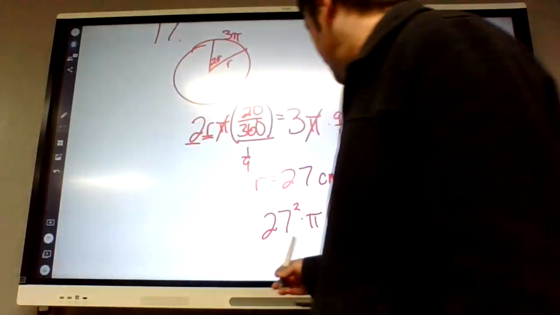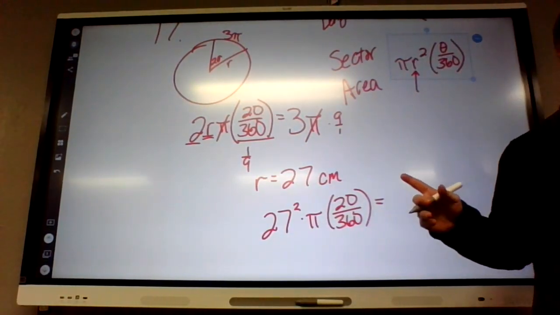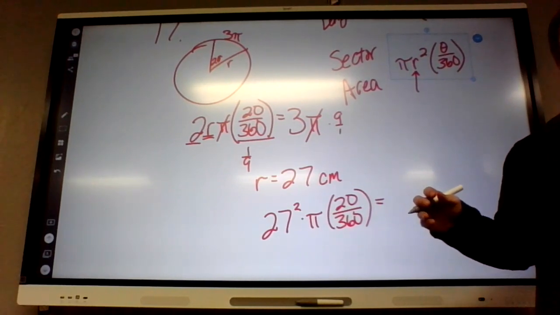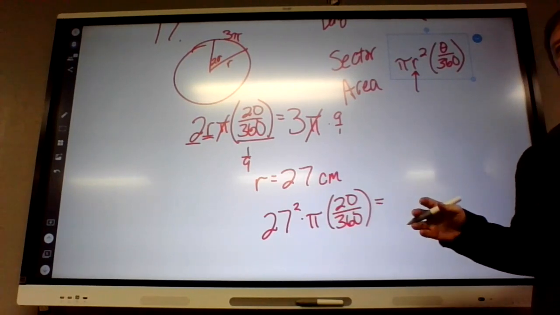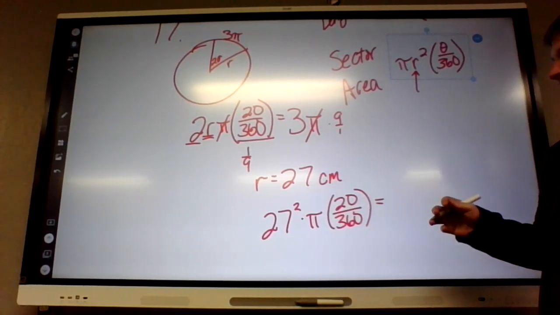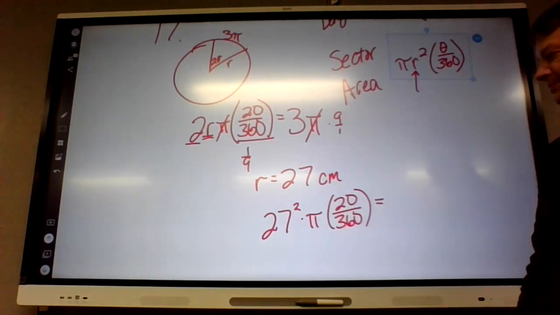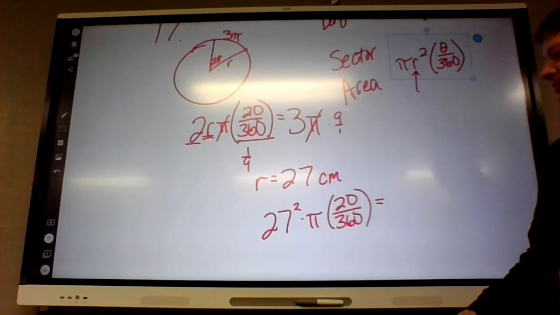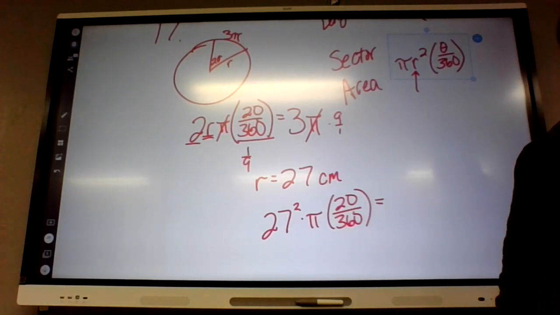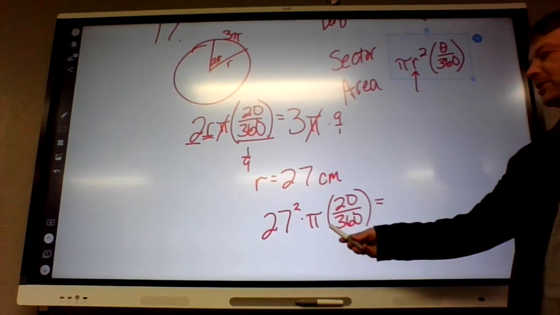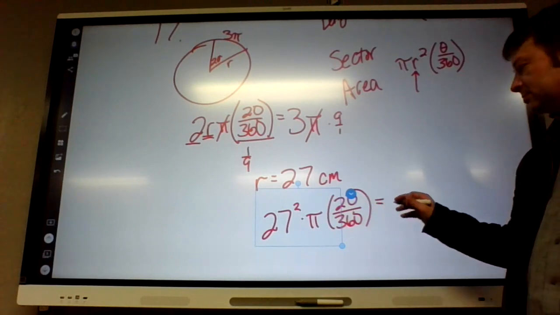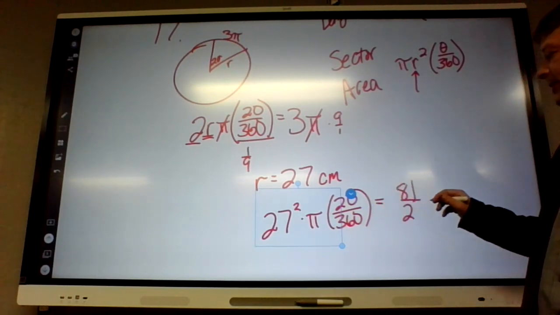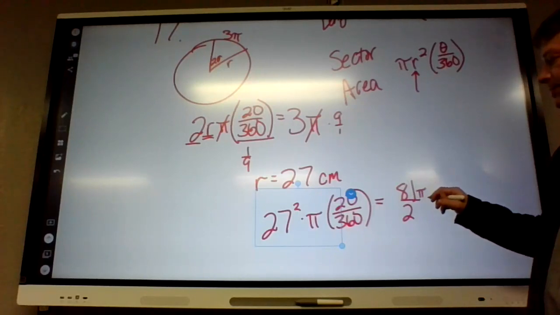Did anybody plug this in the calculator? I did, but then I accidentally. Don't trust Jaden's calculator. It's because my calculator is dead. So 27 squared times 127.17. Oh, you plugged pi in, didn't you? Oh yeah. It's 81 over 2. But if you don't plug pi in the calculator, you do need to go back and put it in your answer.